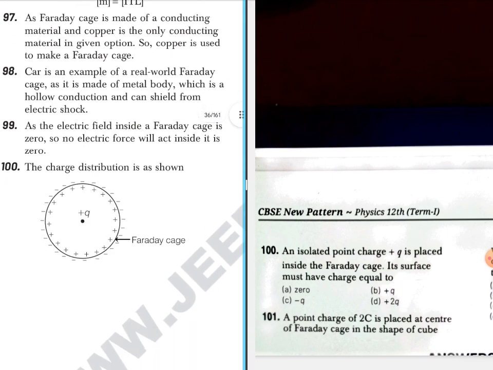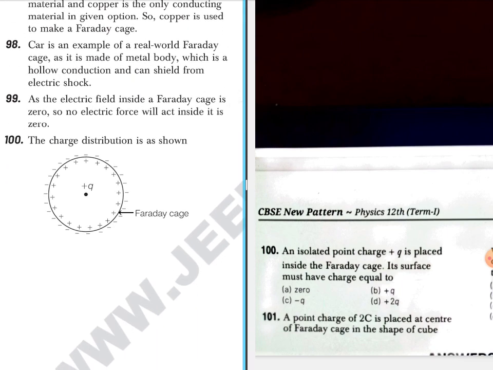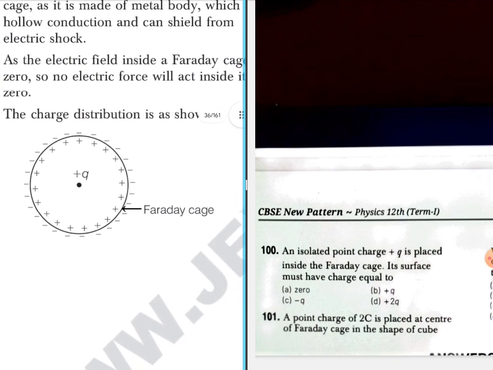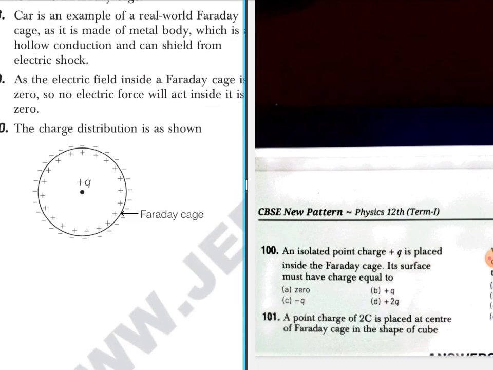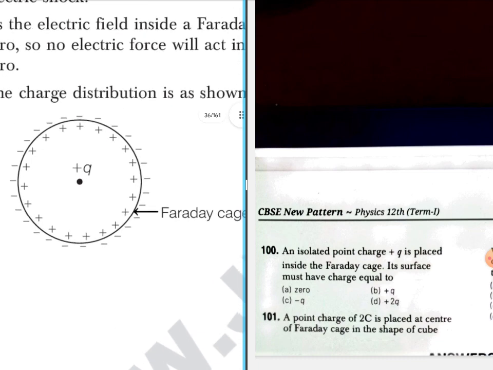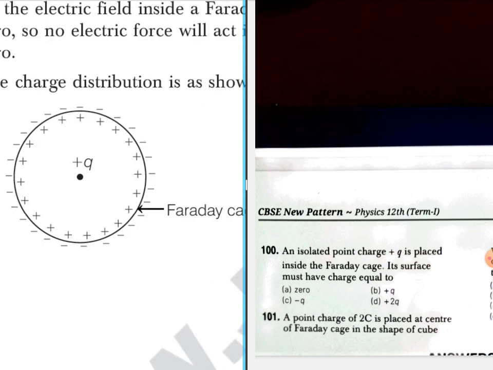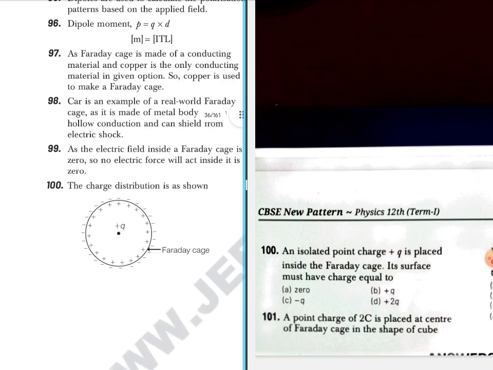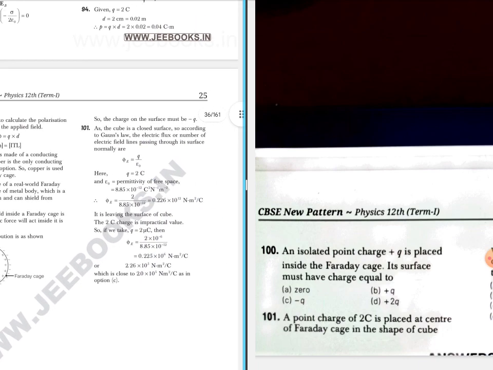100th question. Yeah, can you see? This plus, this is how it is. Okay, there will be surface charge density due to the plus Q at the surface of the Faraday's cage. The interior of it will be plus Q, and the exterior of it is minus Q, and so it develops a negative charge, minus Q. Okay, I hope you understood that point. It's very, very important. So minus Q should be the answer, option number C.